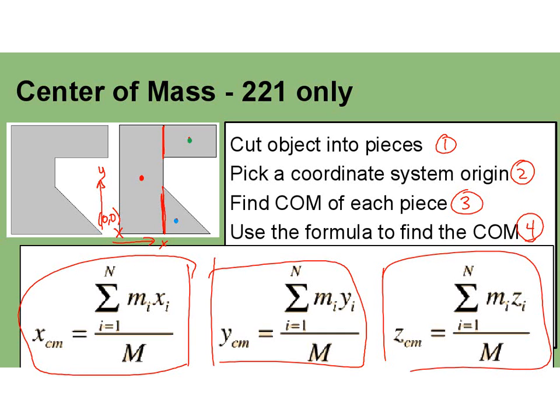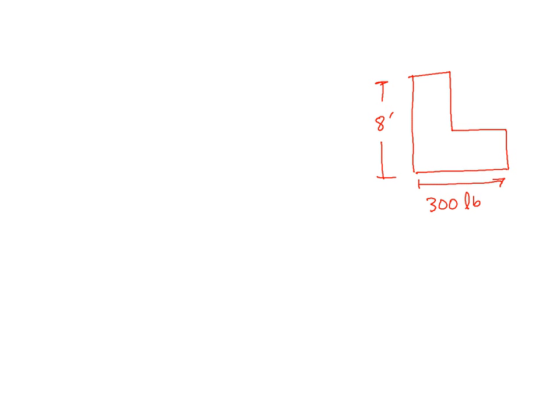Let's do one of these real quick. Here is a piece of plate steel that we have like this, and let's say that the whole thing weighs 300 pounds. All right, and I'm going to make up some numbers here. Maybe this thing is 8 feet this way, and it's 8 feet this way, and then I've got a 4-foot piece here, and this is a 4-foot piece. This would be 4 and 4 right there. Okay, I'd like to find the center of mass of this thing.